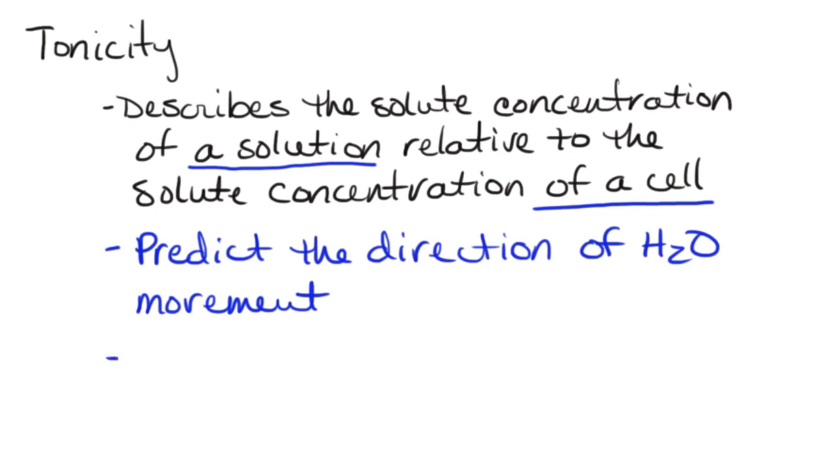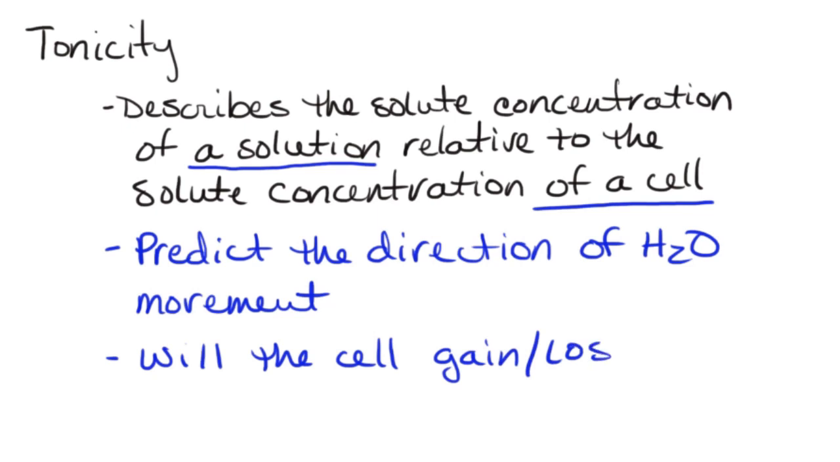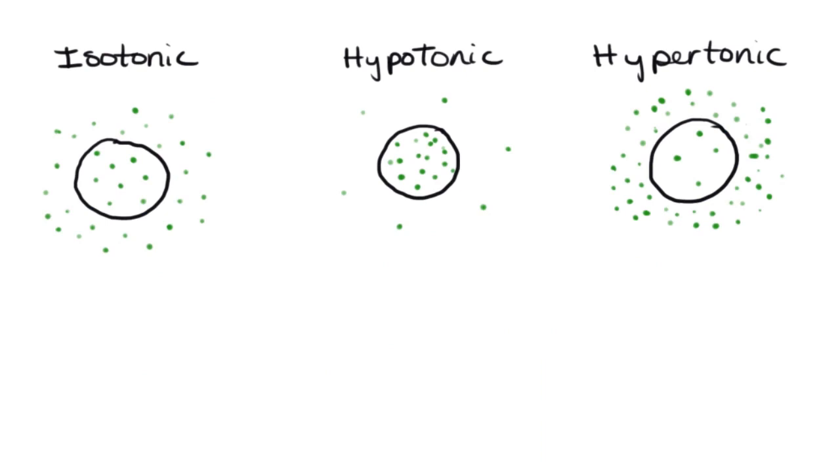Specifically, it's going to tell us, will the cell gain or lose water? In other words, is water going to move into the cell? Is water going to move out of the cell? Or is there going to be absolutely no difference at all in the direction of water movement? So when we talk about tonicity, we have essentially three different solutions that we can refer to. All of these terms, isotonic, hypotonic, and hypertonic, refer to the solution that is surrounding the cell.